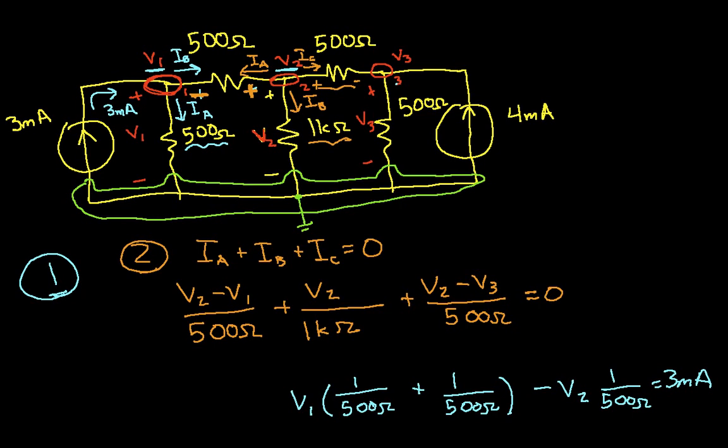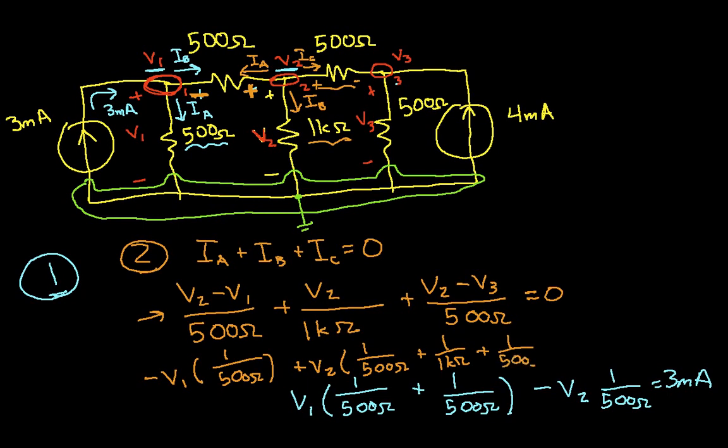Because I've drawn them all as currents leaving the node, I can do the same thing here that I did with my equation for node 1 and write it as minus V1 times 1 over 500 ohms, plus V2 times (1 over 500 ohms plus 1 over 1K ohm plus 1 over 500 ohms), minus V3 times 1 over 500 ohms, and this is equal to 0. So this then is my second equation.